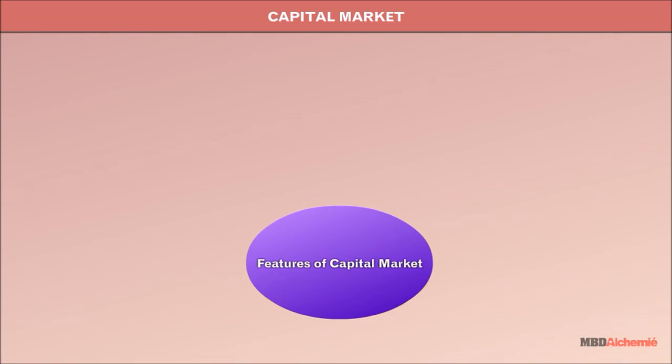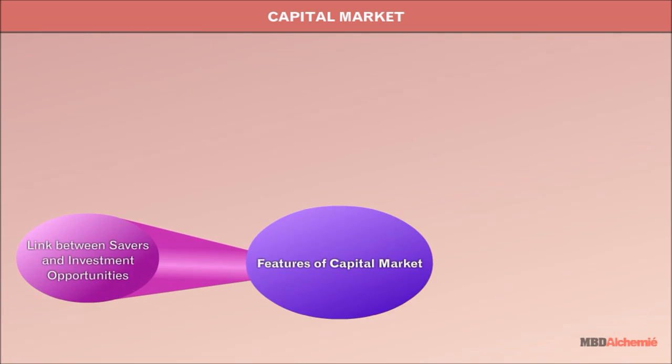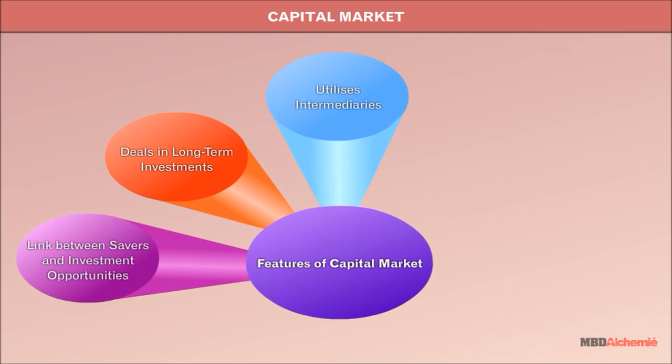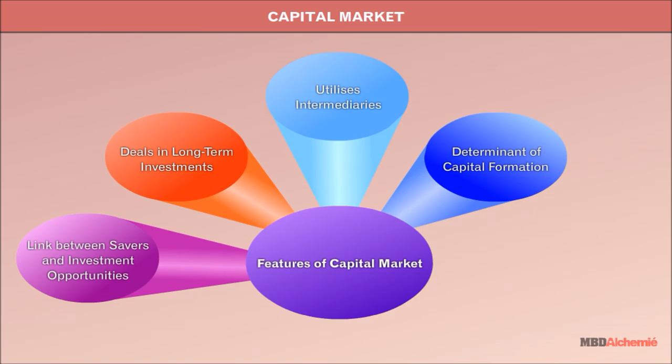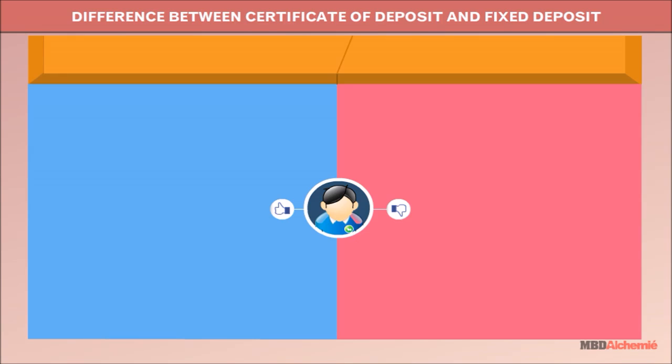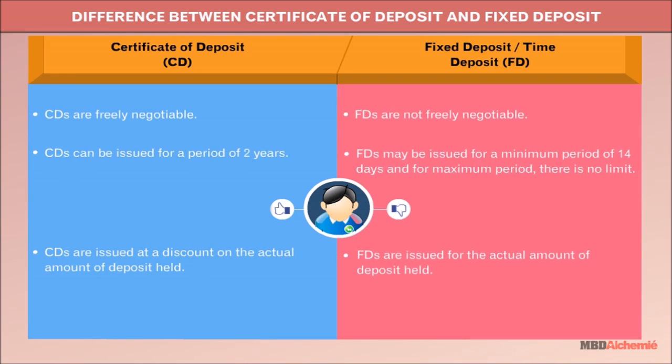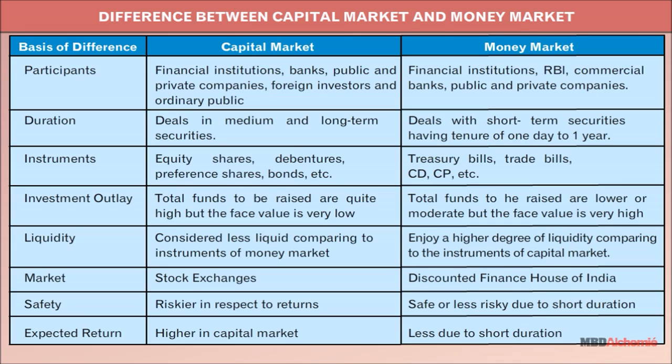Features of capital market. These are link between savers and investment opportunities, deals in long-term investments, utilizes intermediaries, determinant of capital formation, and government rules and regulations. Difference between certificate of deposit and fixed deposit. Difference between capital market and money market.